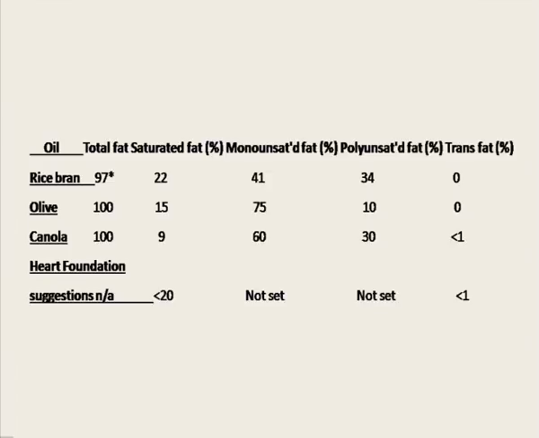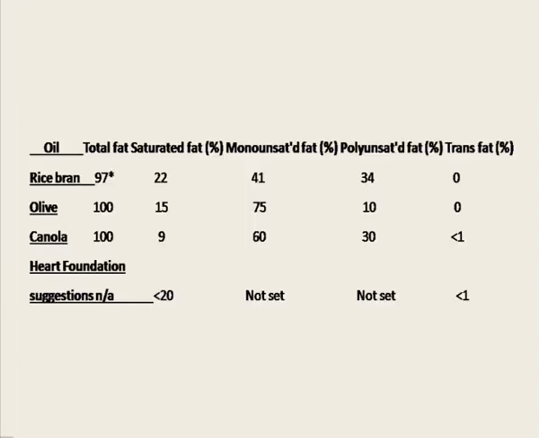Rice bran oil. The total fat is 97. Saturated fat is about 22%, monosaturated fat is 41%, polyunsaturated fat is 34% and trans fat is 0%. Olive oil. Total fat 100, saturated fat 15%, monosaturated fat 75%, polyunsaturated fat is about 10%, trans fat is 0%.